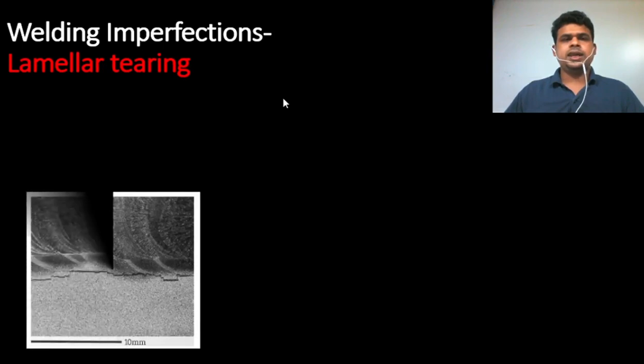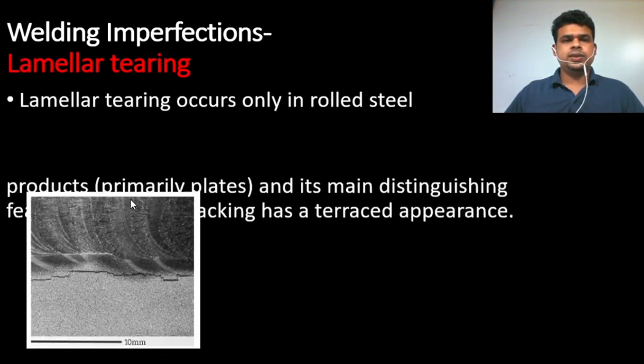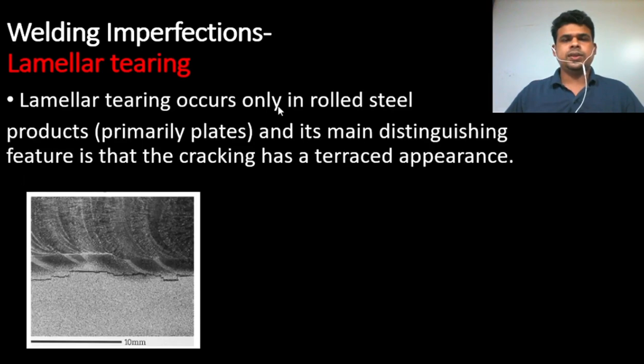Okay, another thing is laminar tearing. What is laminar tearing? Laminar tearing occurs only in rolled steel. You need to remember this: it occurs only in rolled steel products, primarily plates, and its main distinguishing feature is that the cracking has a stepped appearance. So you can see this is the welding lead, and this is also nearby.